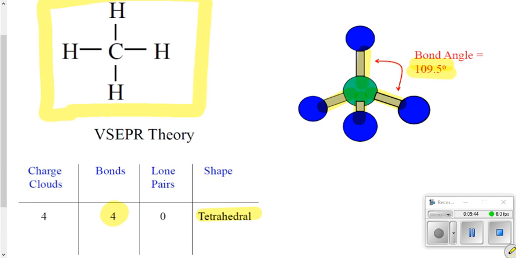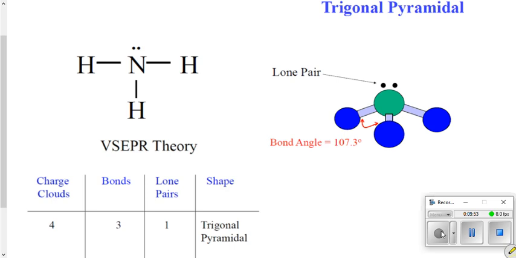Now let's start replacing these bonds one at a time with lone pairs to see how that would change the shape. In the ammonia molecule, we still have 4 charge clouds. We have 3 of them in the form of bonds, and we also have one charge cloud in the form of a lone pair. That lone pair is going to take the place of one of our original pieces of our tetrahedral structure. Remember, the tetrahedral was a little kind of a tripod sitting on the bottom with one of them going straight up.